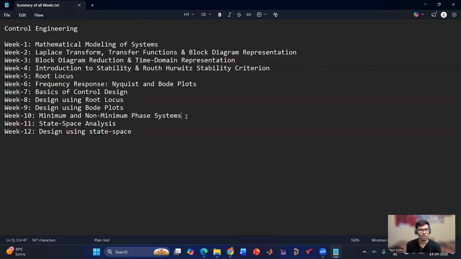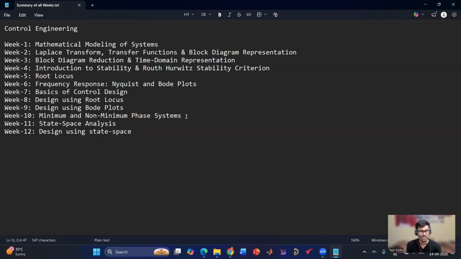Then we discussed block diagram reduction and time domain representation, as well as Mason gain formula. In week four, we discussed stability, especially the Routh-Hurwitz stability criteria, and we solved numerous problems to understand how to get the stability of a given system, also the auxiliary equation. Then in week five, we discussed root locus thoroughly. And in week six, we discussed the frequency response, especially the Nyquist and Bode plots.